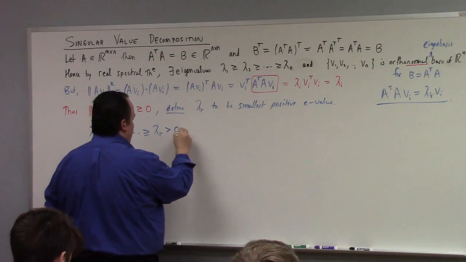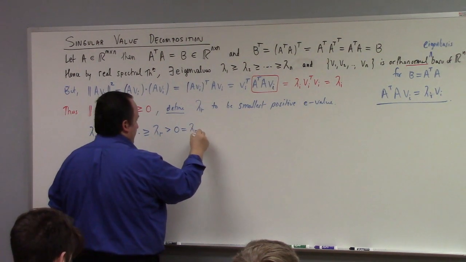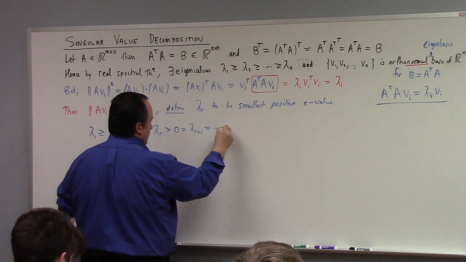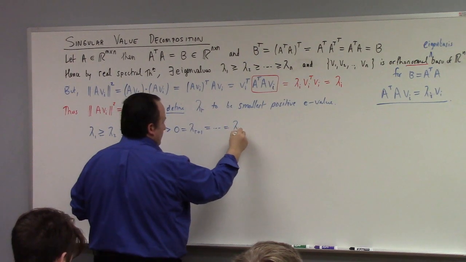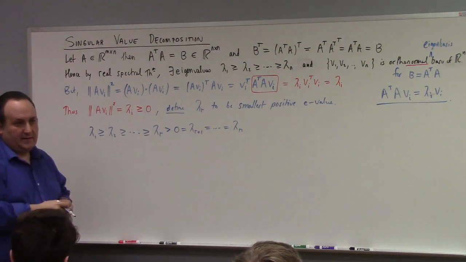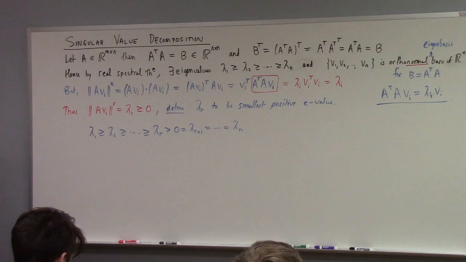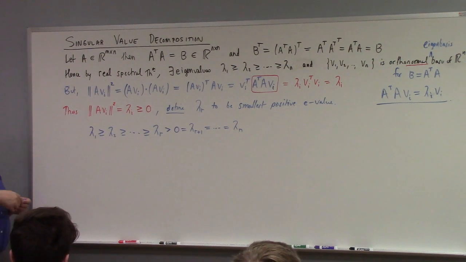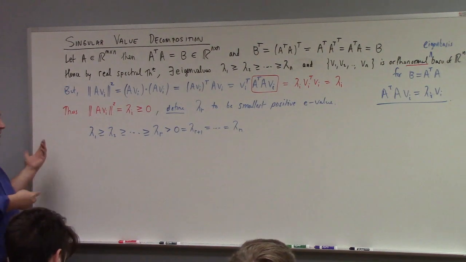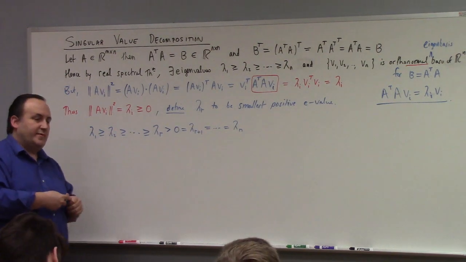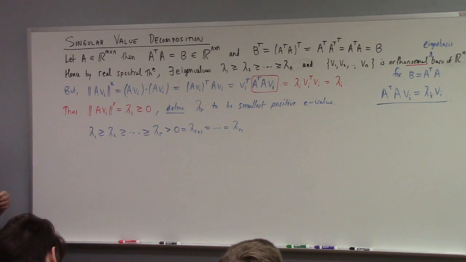And so 0 is equal to lambda r plus 1 all the way out to n. All right? Because we're just labeling them 1 through n. So it may be that lambda 1 equals lambda 2 equals, they may all be equal all the way out to r, right? But past r, they have to be 0 by construction here. All right?